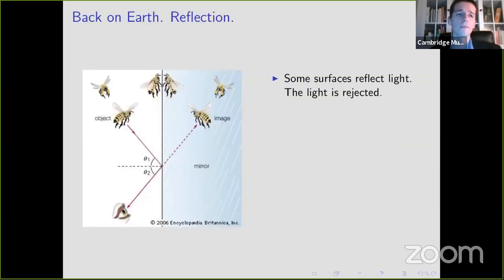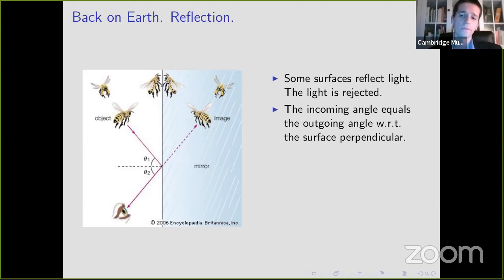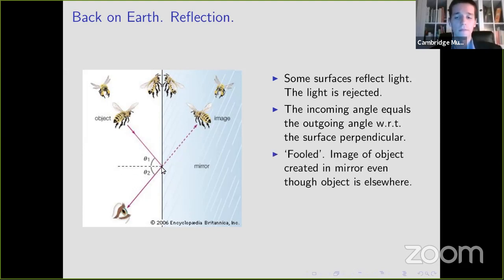Now back on Earth, we can look at other aspects of light, how it behaves. There is the property of reflection that some surfaces have. Some surfaces reflect light. The light is really rejected by the surface. And when light is reflected, the incoming angle equals the outgoing angle with respect to the surface perpendicular. So we are really fooled.